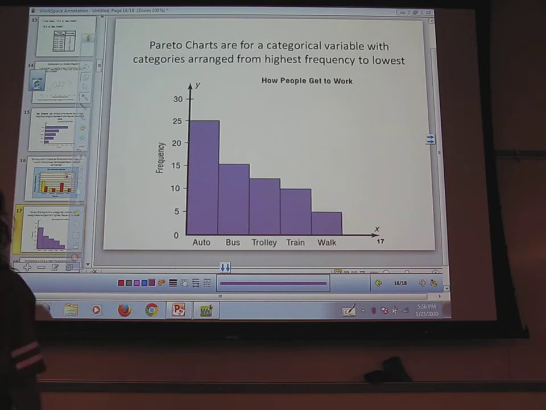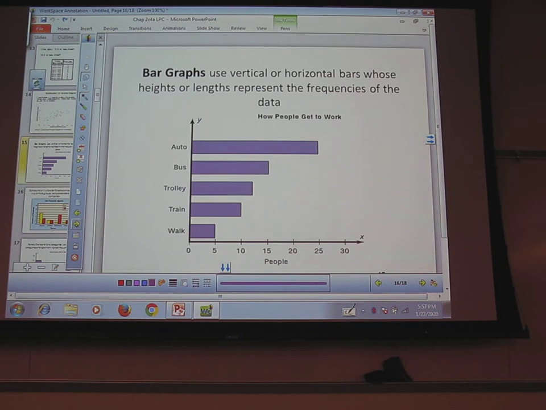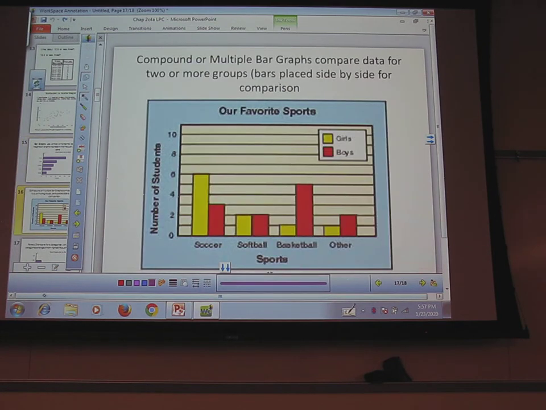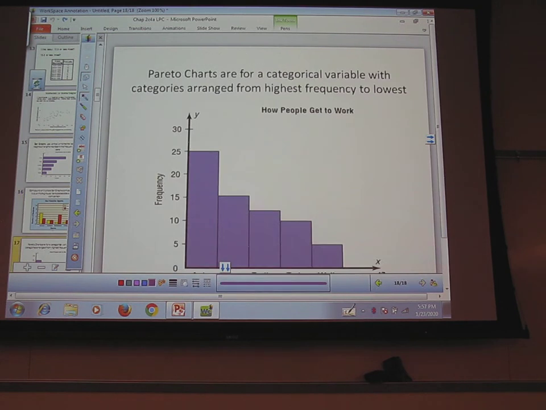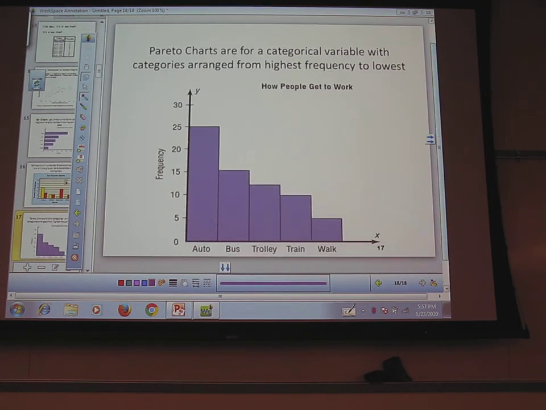Okay, cool. So bar graphs can go vertically, like that, or horizontally, like that. They can be for data that is categorical, like soccer, softball, basketball, auto, bus, trolley, train, or they can be numerical. Yeah, go ahead. So if proportions are used instead of frequencies, the graphs are called blank graphs. Would that be a good time series? Nope. What happens when we use percentages, relative frequencies? No, it's relative frequencies. Yeah. Okay.